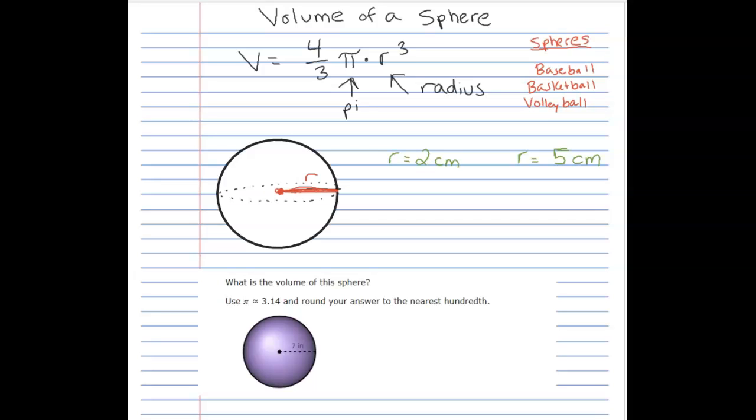So what we're going to do here is talk about how much stuff there is on the inside. If I were to stuff a basketball full of Skittles, how much space would I have on the inside? That's what a volume is. So in order to find the actual volume itself, we're going to be looking at this equation right here.